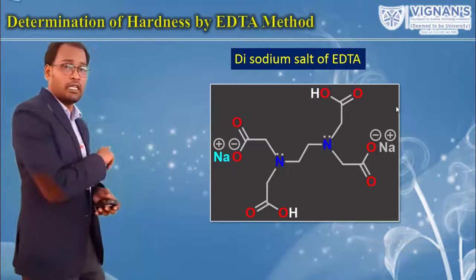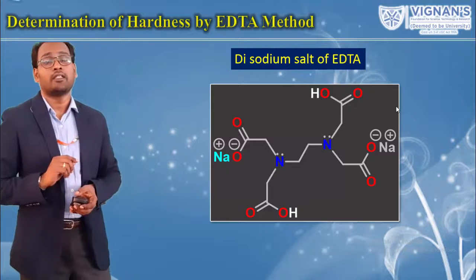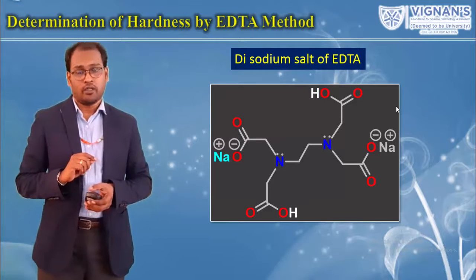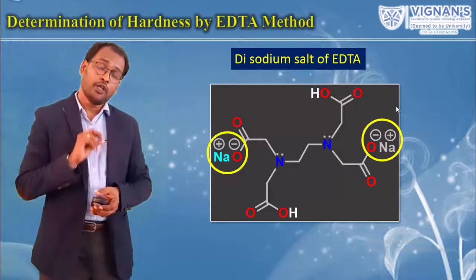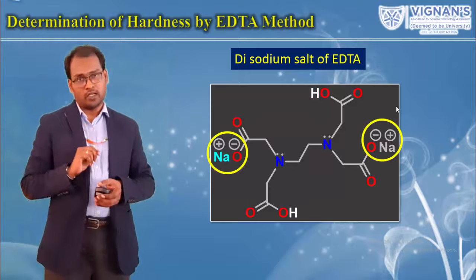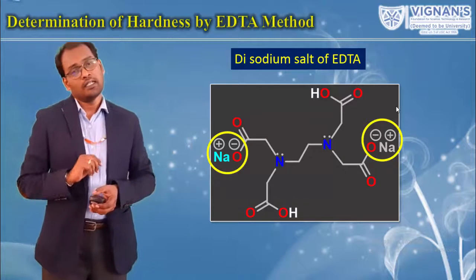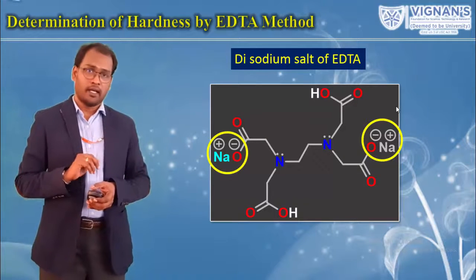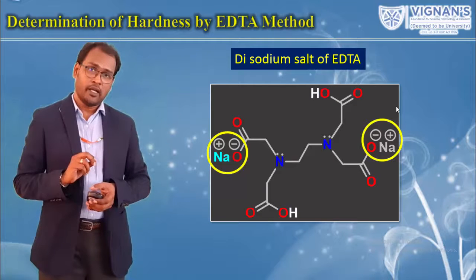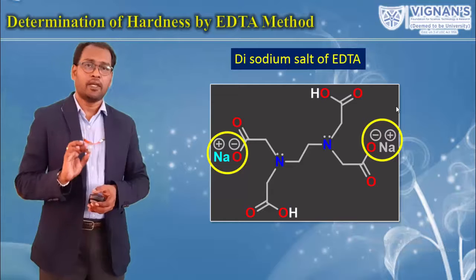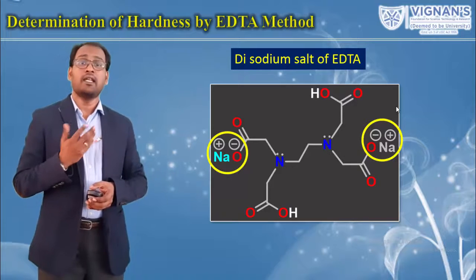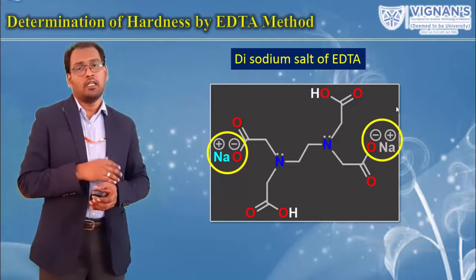Disodium salt of EDTA structure: two hydrogens are replaced with sodium ions. So this is EDTA disodium salt, and this disodium salt is soluble in water. So now we can use this disodium salt for our analysis. Another additional advantage is this disodium salt is commercially available and it is very cheap. So this is an added advantage for this EDTA.